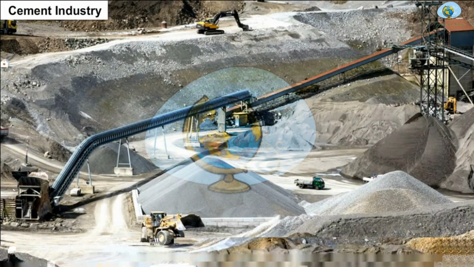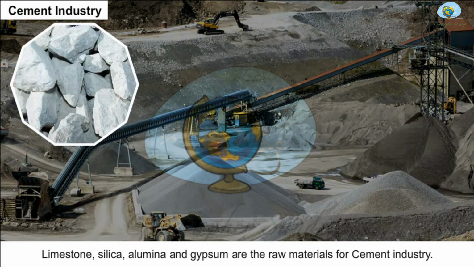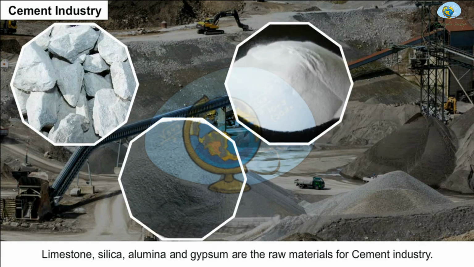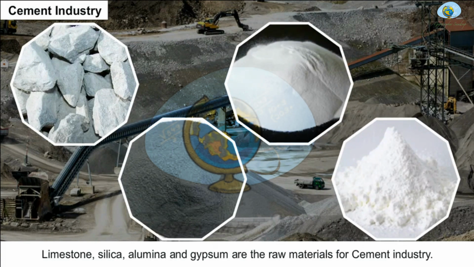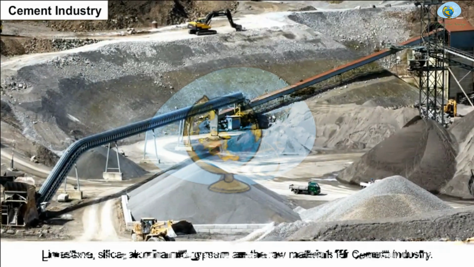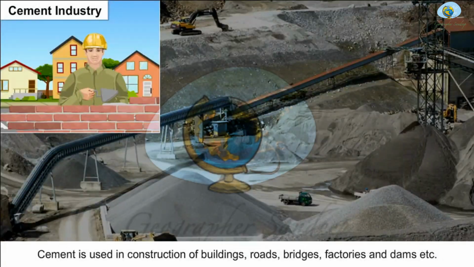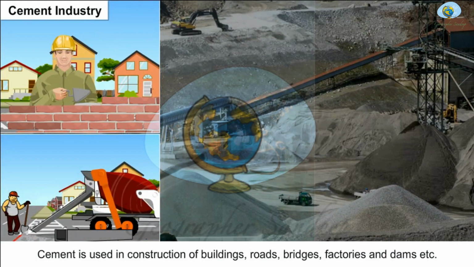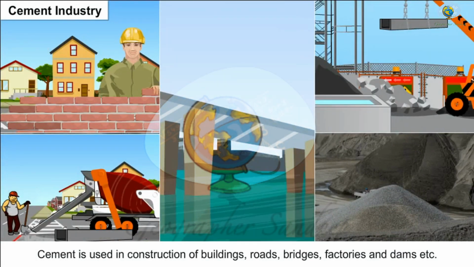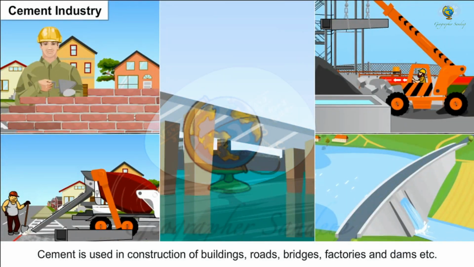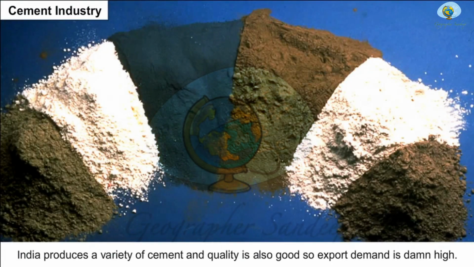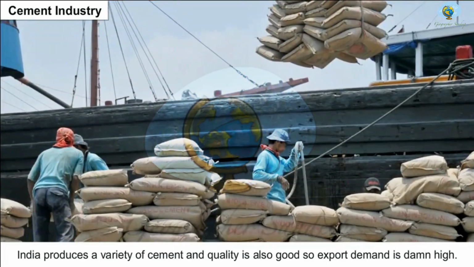Cement industry. Limestone, silica, alumina, and gypsum are the raw materials for the cement industry. Cement is used in the construction of buildings, roads, bridges, factories and dams, etc. India produces a variety of cement and the quality is also good, so export demand is very high.